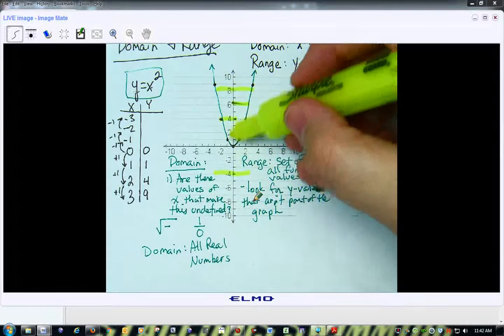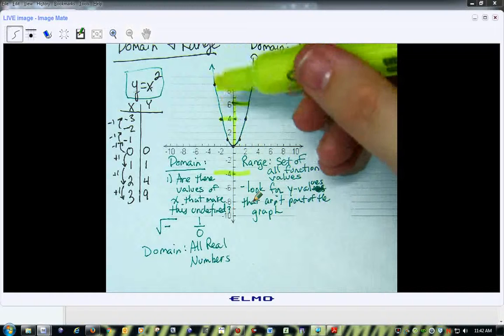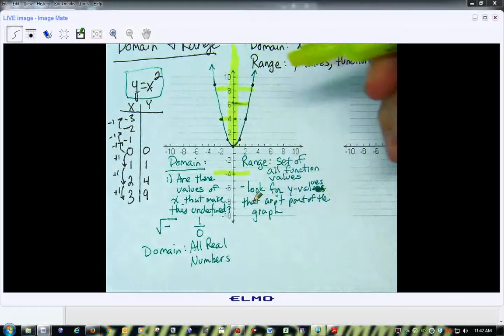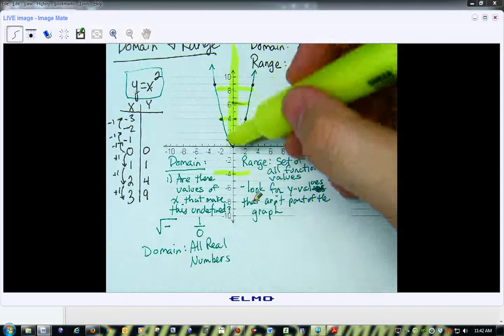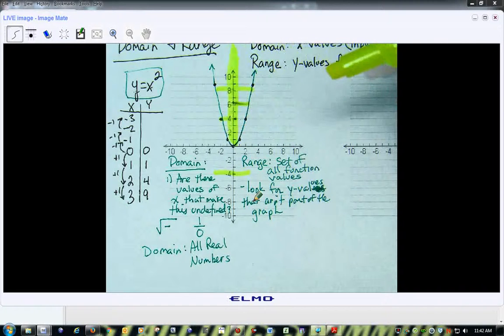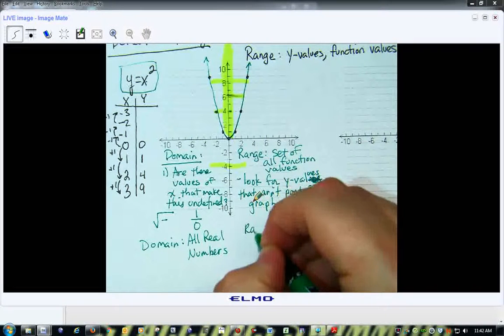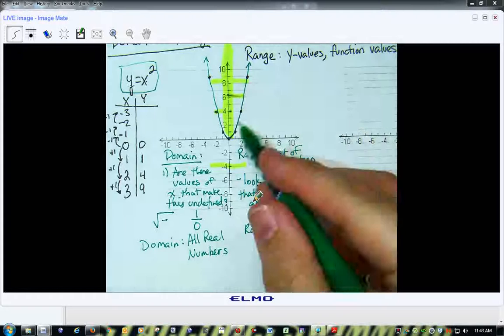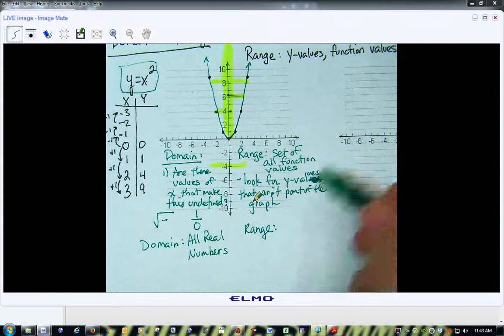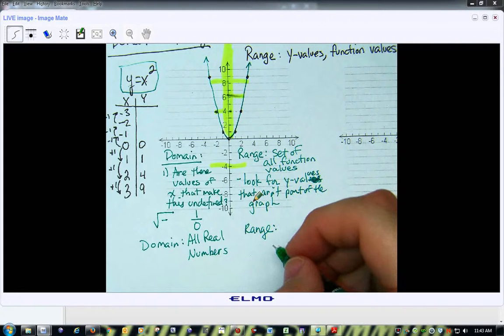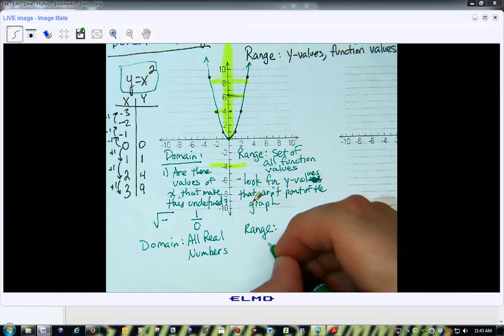One way that you can do this visually by the graph is wherever the graph is, you can highlight that part of the y-axis, and then for the range, now what's the smallest value? 0. So we could say 0. Can y be equal to 0? Now, what's the biggest value?